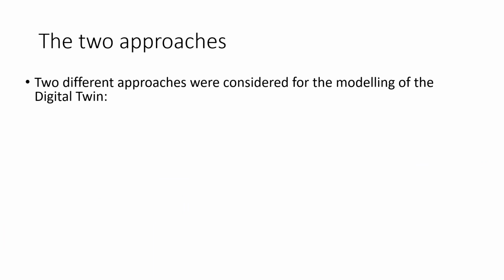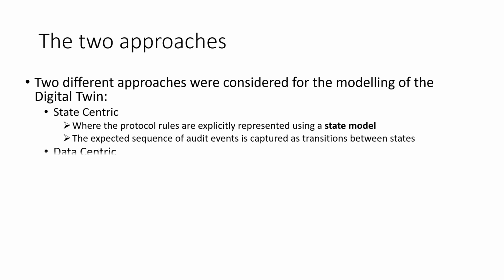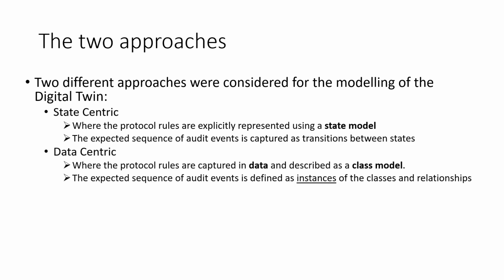Two different modelling approaches were considered, a state-centric approach, and this is where we initially started. After all, it felt like a state machine problem. In this approach, the protocol rules for a given transaction type were captured within the state model, with the transitions between the states defining the expected sequences of the steps for that protocol. However, it soon became obvious, for reasons that will become clearer, that a different approach would be required. Which brings us to the data-centric approach, where the protocol rules are instead captured in data, as defined in a class model, and the expected sequence of steps for a protocol are now defined as instances of the classes and relationships in that model.